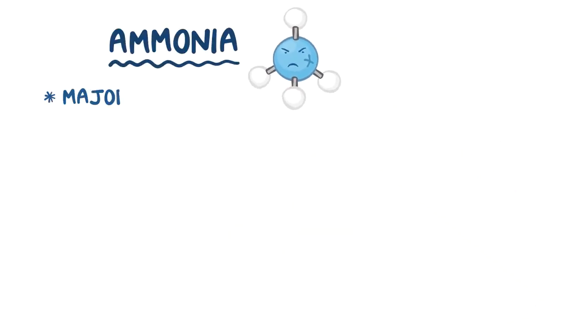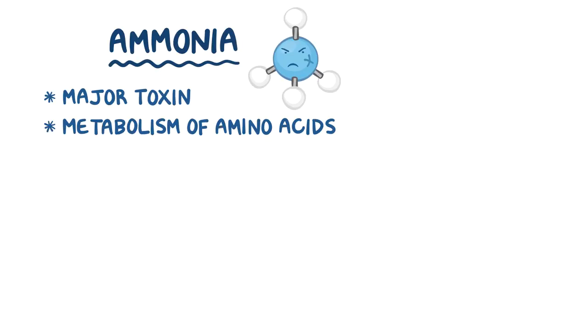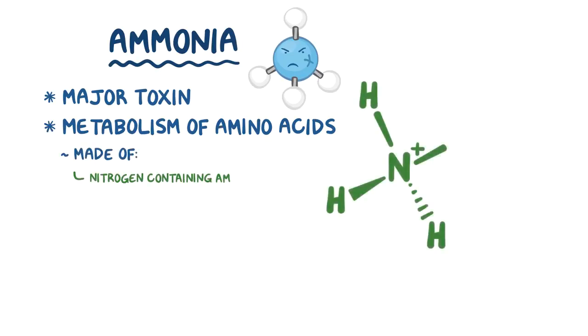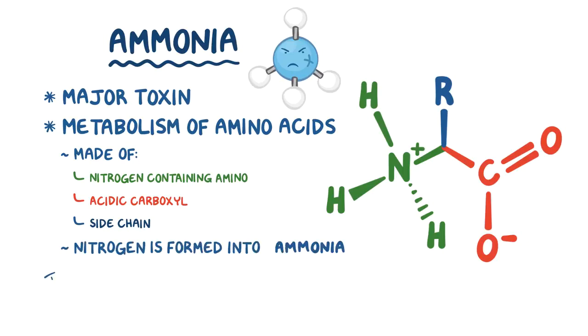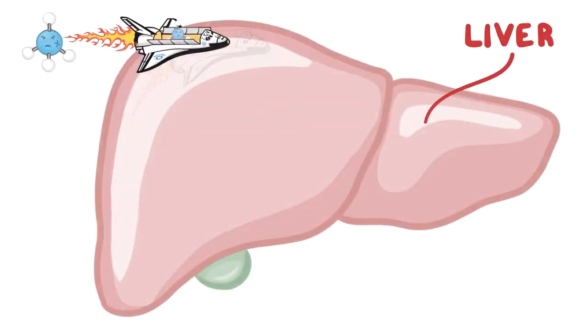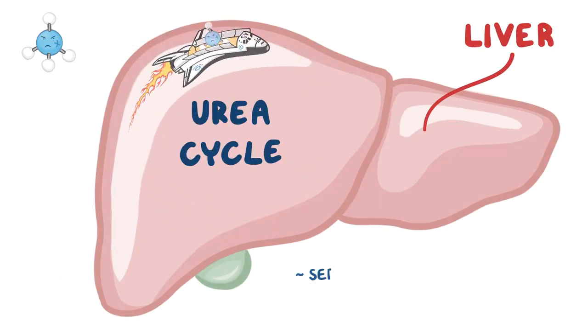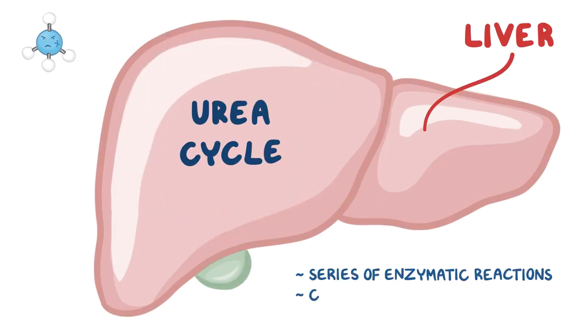Ammonia is the major toxin that results from the metabolism of amino acids. Amino acids are made up of a nitrogen group, a carbon skeleton, and a side chain that is unique to each amino acid. When amino acids are metabolized, the nitrogen is formed into ammonia, and ammonia is toxic to the cells. So, the ammonia is shuttled over to the liver and sent through the urea cycle, which is a series of enzymatic reactions that convert ammonia into urea.